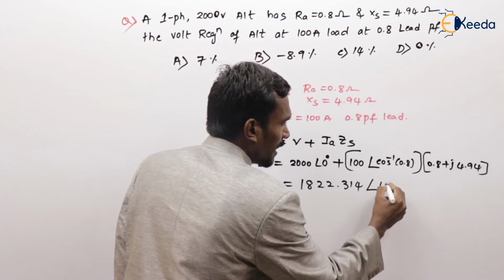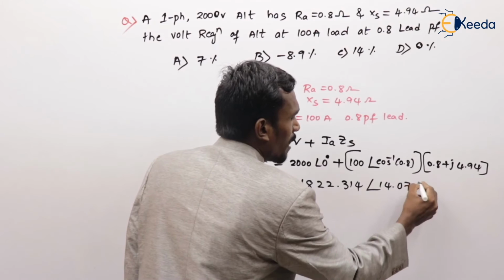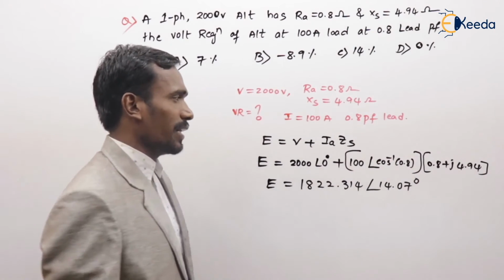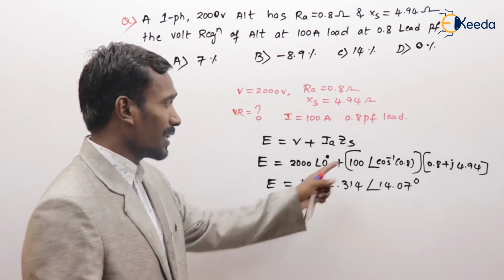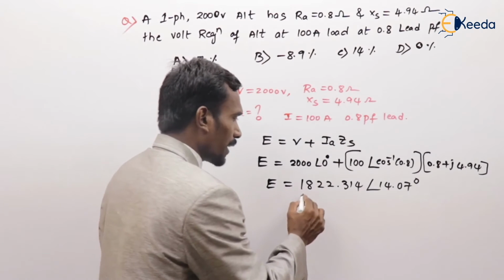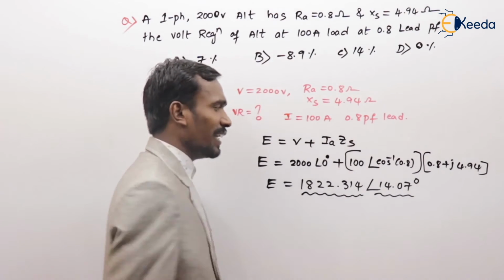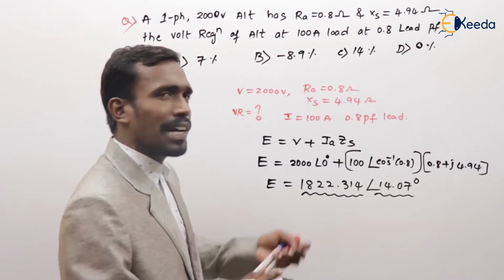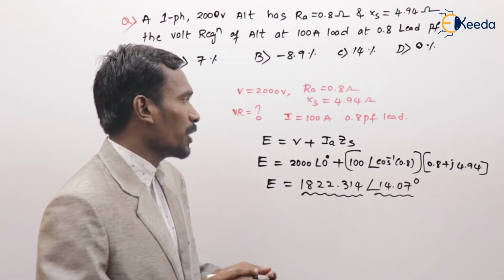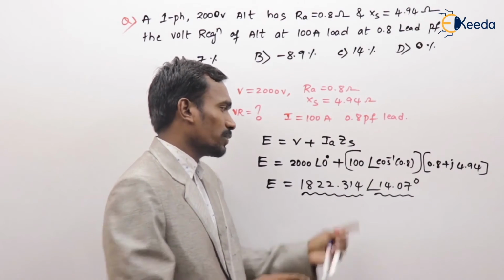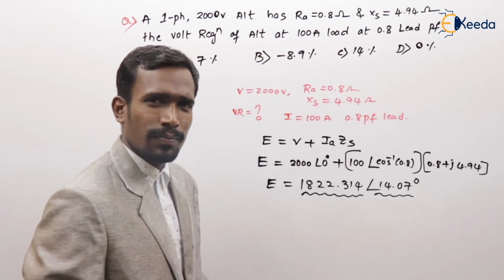We get 1822.314 at an angle of 14.07 degrees. If you calculate this value, you get the magnitude with an angle, E at an angle delta. By calculator, you can get this answer.